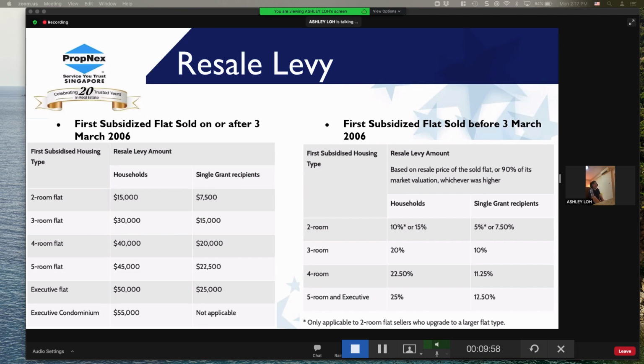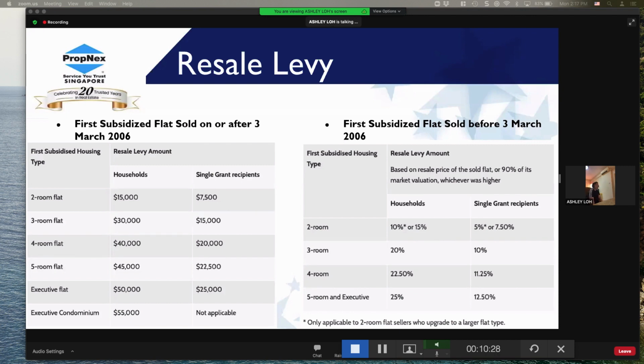Now, actually, the key question here is: when will this resale levy be paid? But before I go into that, let's take a look at the chart on the right side. The right side chart is for a subsidized flat that is sold before 3rd March 2006. It is a very rare case nowadays, but there are still cases that you will encounter, like this. They sold their BTO before 3rd March 2006.